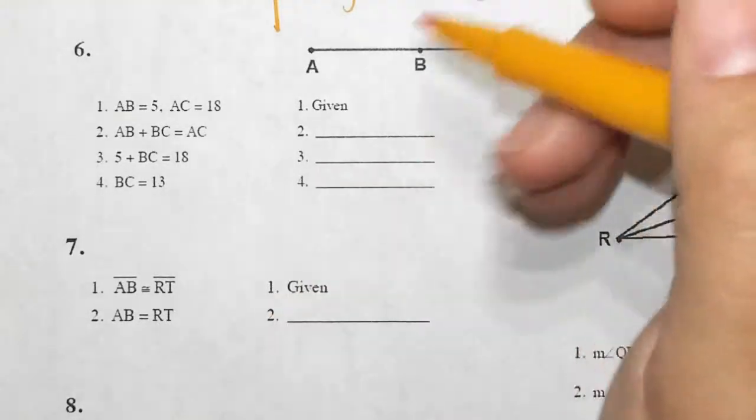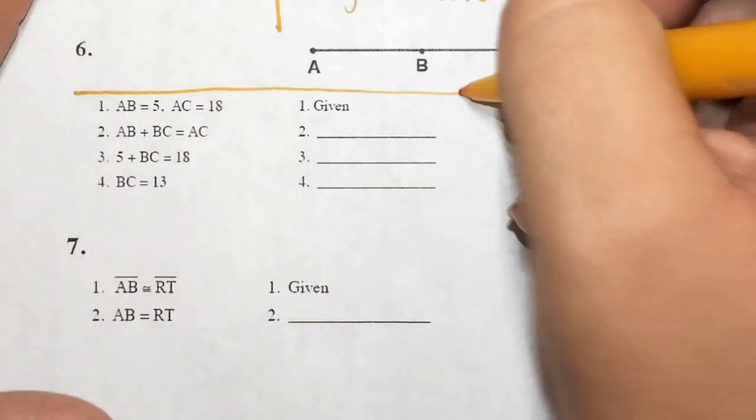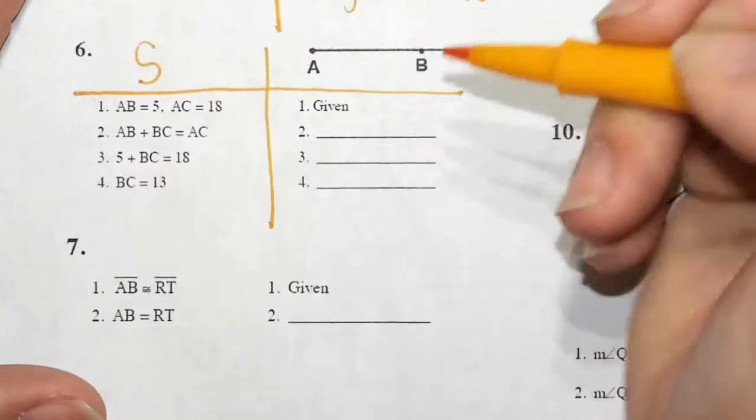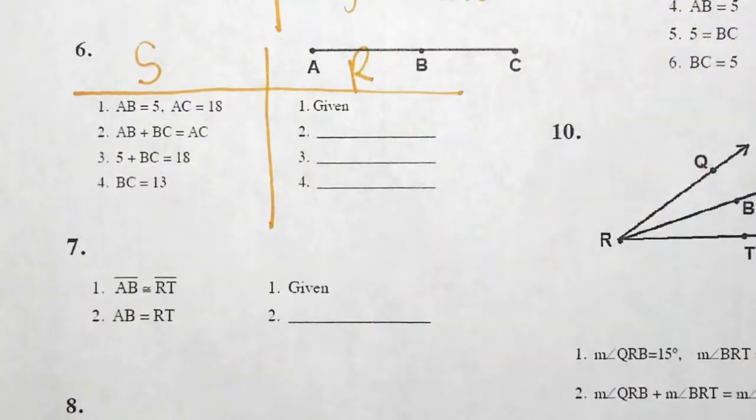Okay, here's number 6. I'm going to set up my columns. This is my statement, so you can write S. This is the reason, so you can write R. I want you to try to do number 6. Go.